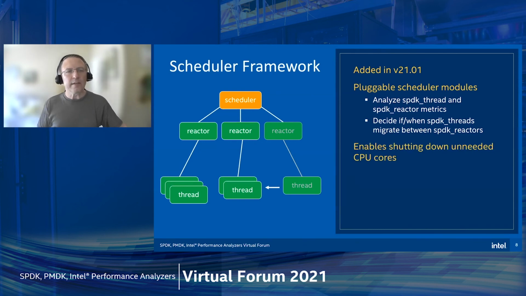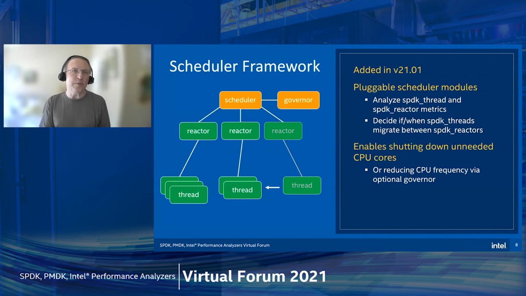And it's not just shutting the cores down. We've also added the ability to add an optional governor, which allows you to govern the CPU frequency. For example, on Xeon platforms, we have the speed select technology. And so we utilize the DPDK RTE power library so that the scheduler can also ramp the frequencies for cores up and down based on the current workload.